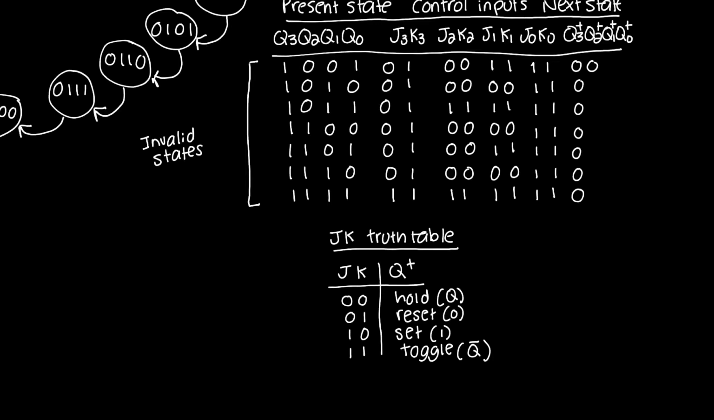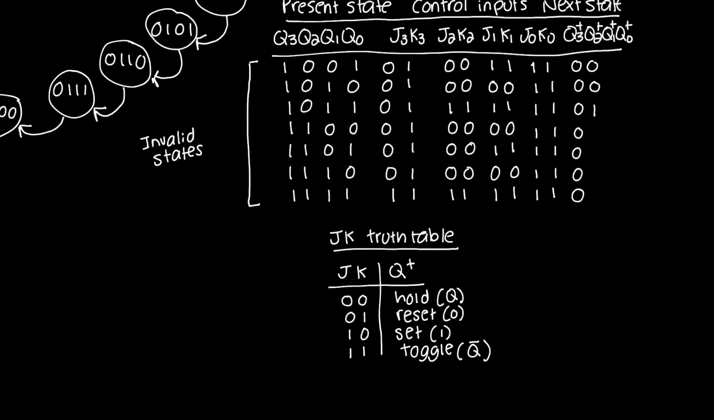And same goes over here. J2, K2 also in the hold condition. Well, present state is 0. Next state is going to be the same thing, also going to be 0. How about over here? I'm looking at the wrong column. So J2 and K2 are in the toggle condition, and I have a 0, so I have to toggle the 0. The next state is going to be the opposite. It's going to be high.